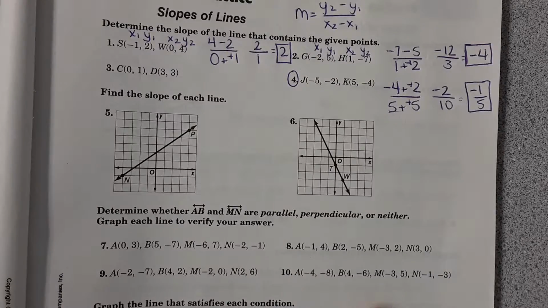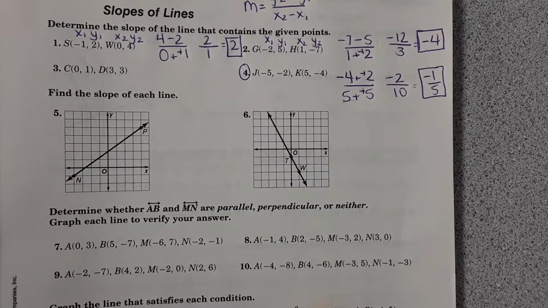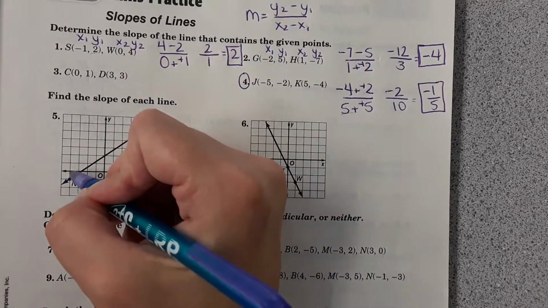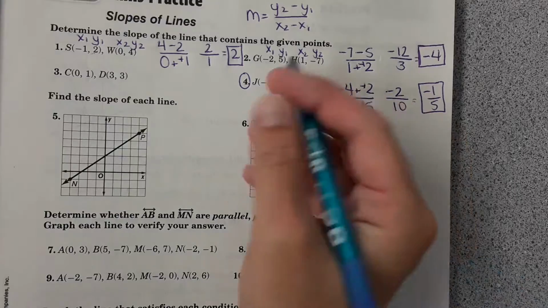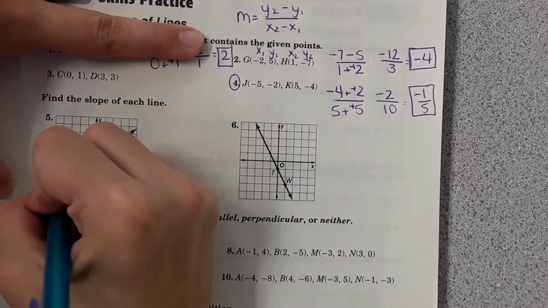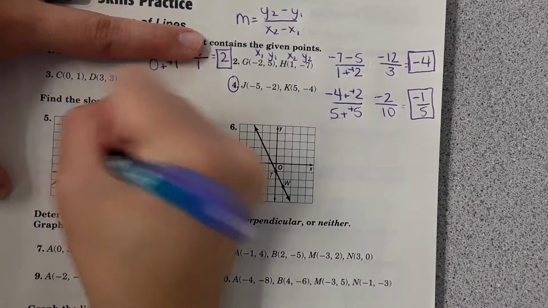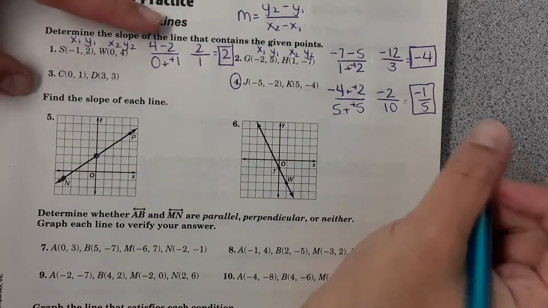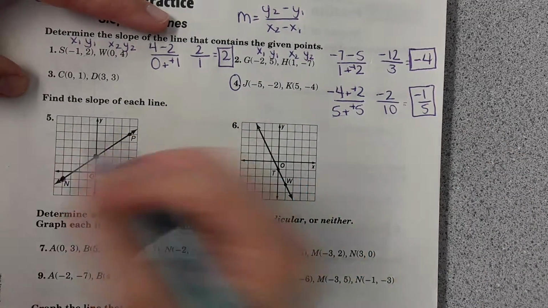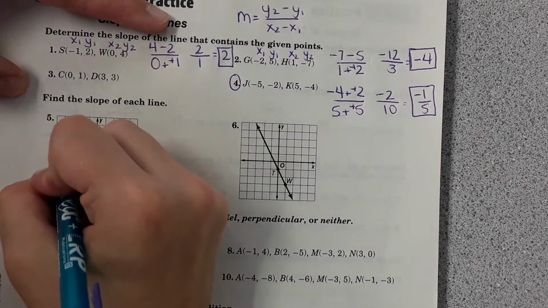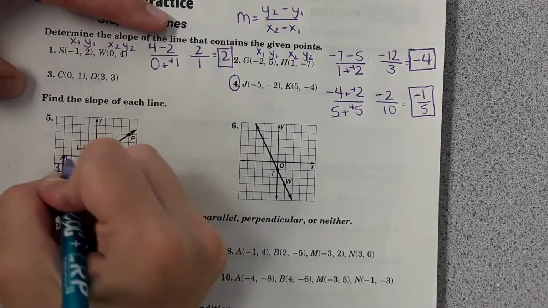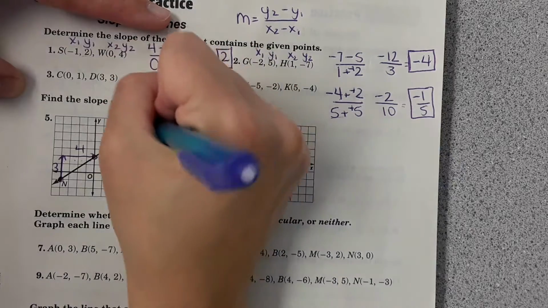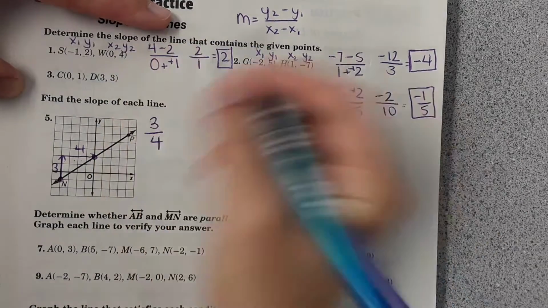Okay, number 5. Now we're going to find the slope given a line. Now you could pull out the coordinates of these points, or you could just count rise over run. What you do is you just choose 2 points that intersect exactly at an x and a y line. So I'm going to choose these 2 points here. The rise right here is 3, and the run right here is 4. 1, 2, 3, 4 units. So my slope is 3 over 4, rise over run.